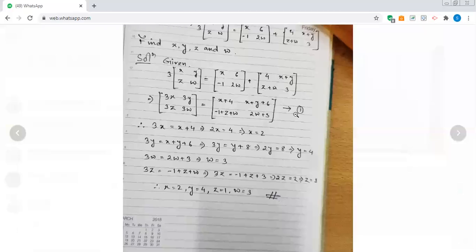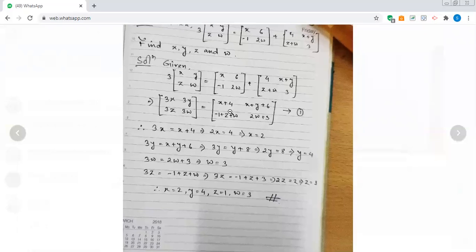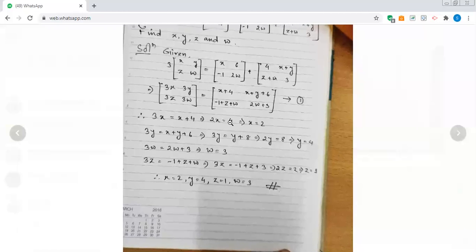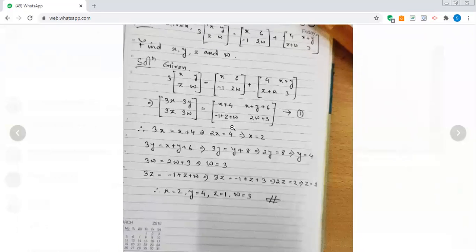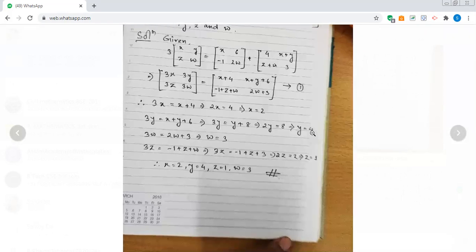Okay. So what do you have to do then? If the matrices are equal, then according to the concept of equality, the corresponding elements should be the same. So what are the corresponding elements over here? 3x equal to x plus 4. If you solve this, 2x equal to 4, then x equal to 2. Next, 3y equals x plus y plus 6. We already got the value of x. You just put it over here and simplify to get the value of y equal to 4.